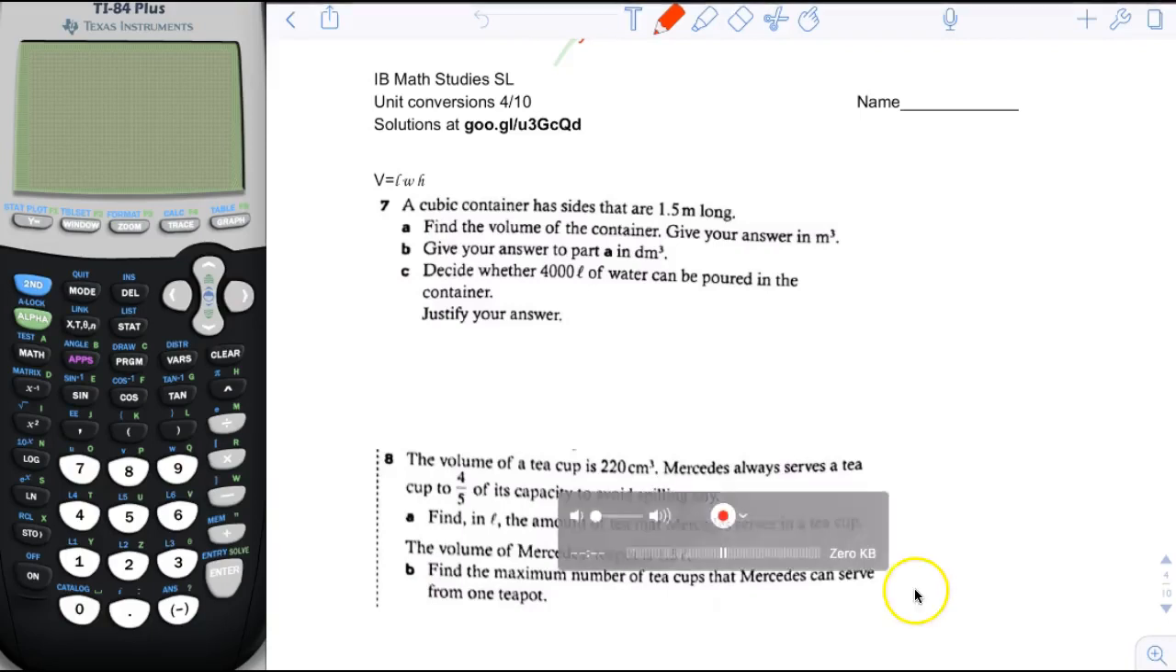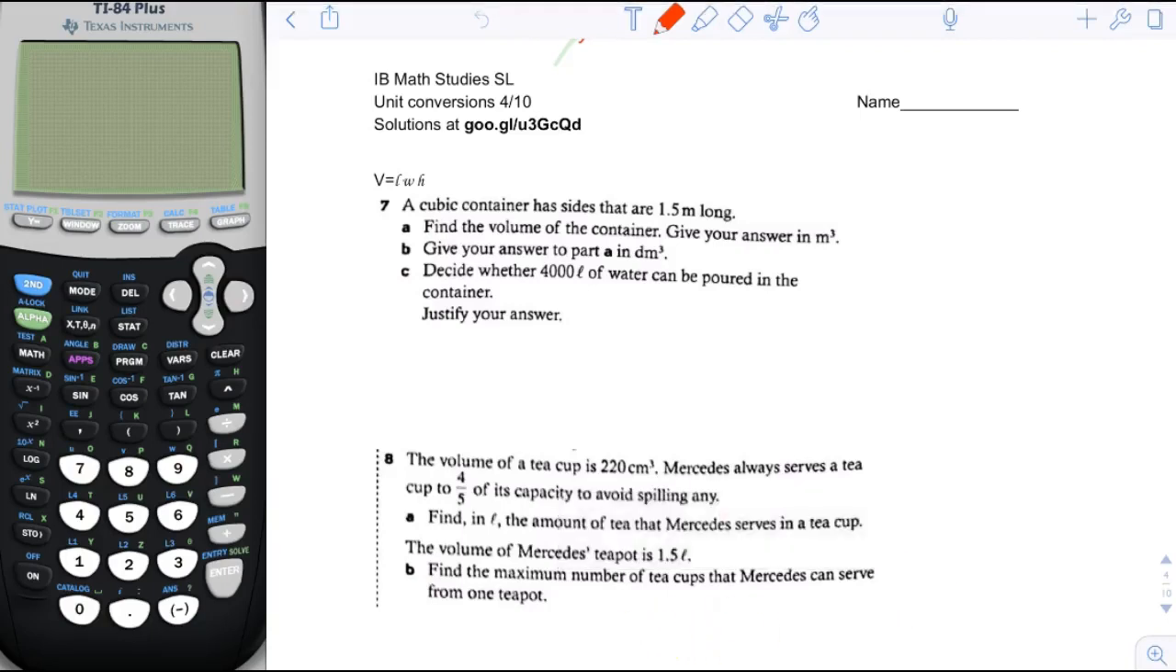This is page 4 of unit conversions. Number 7. Well, first of all, let's look at this formula I gave you. Volume is equal to length times width times height. We're going to use that on this page, okay?